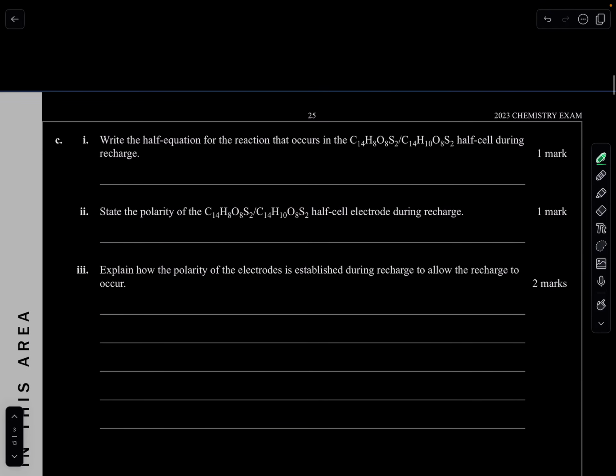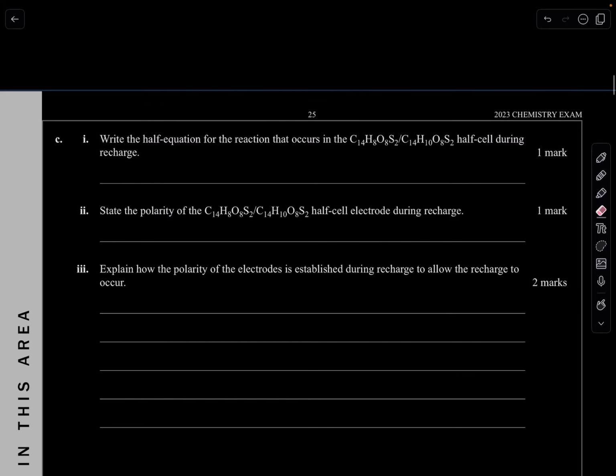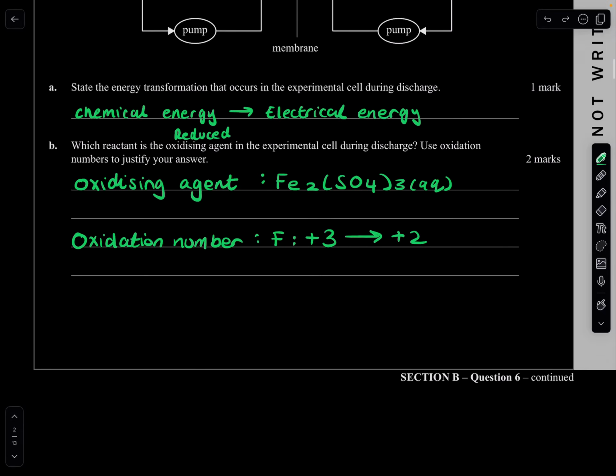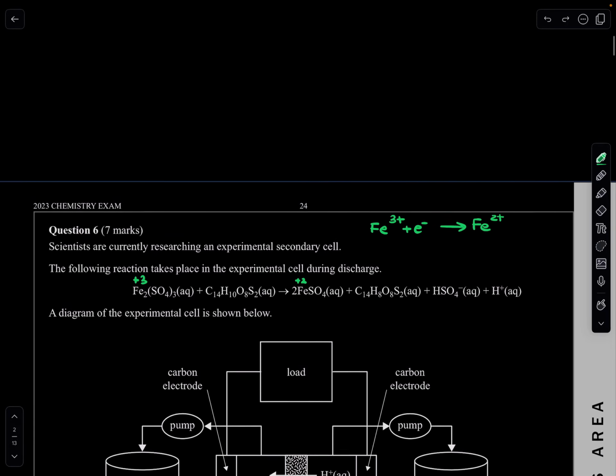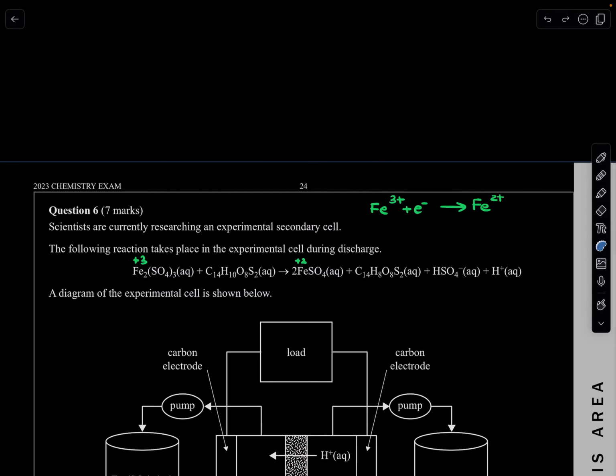Nice. Next one is C. Write a half equation for the reaction that occurs in this half cell during recharge. So for these, when it's recharging, easy. The way that I would do this is look at the discharge equation. Here it is. This is the discharge equation, and I'm going to look at those components, these two. That's what they were telling us. So let's write the equation.